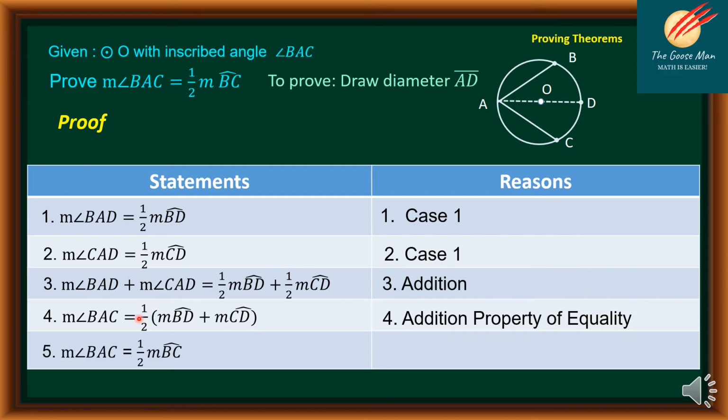And for number 5, we have the measure of angle BAC is equal to 1/2 the measure of arc BC. So I use the arc addition postulate.